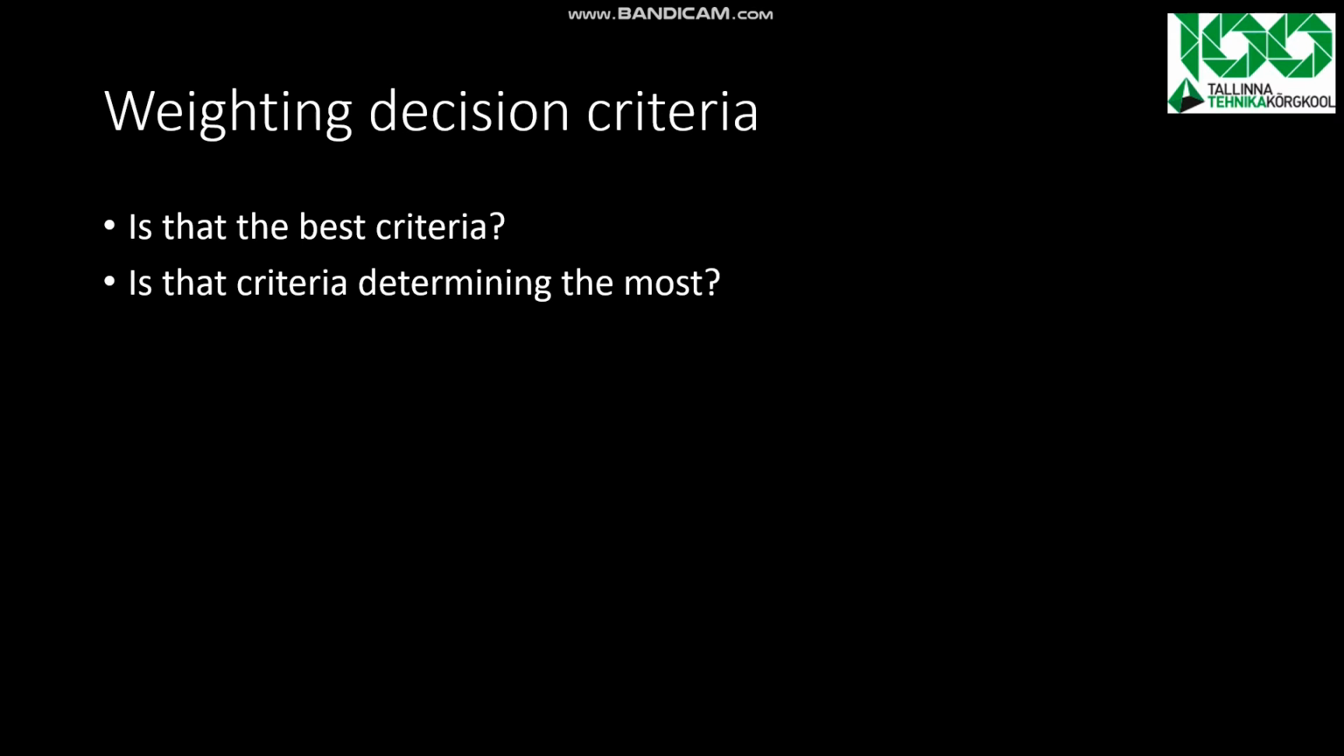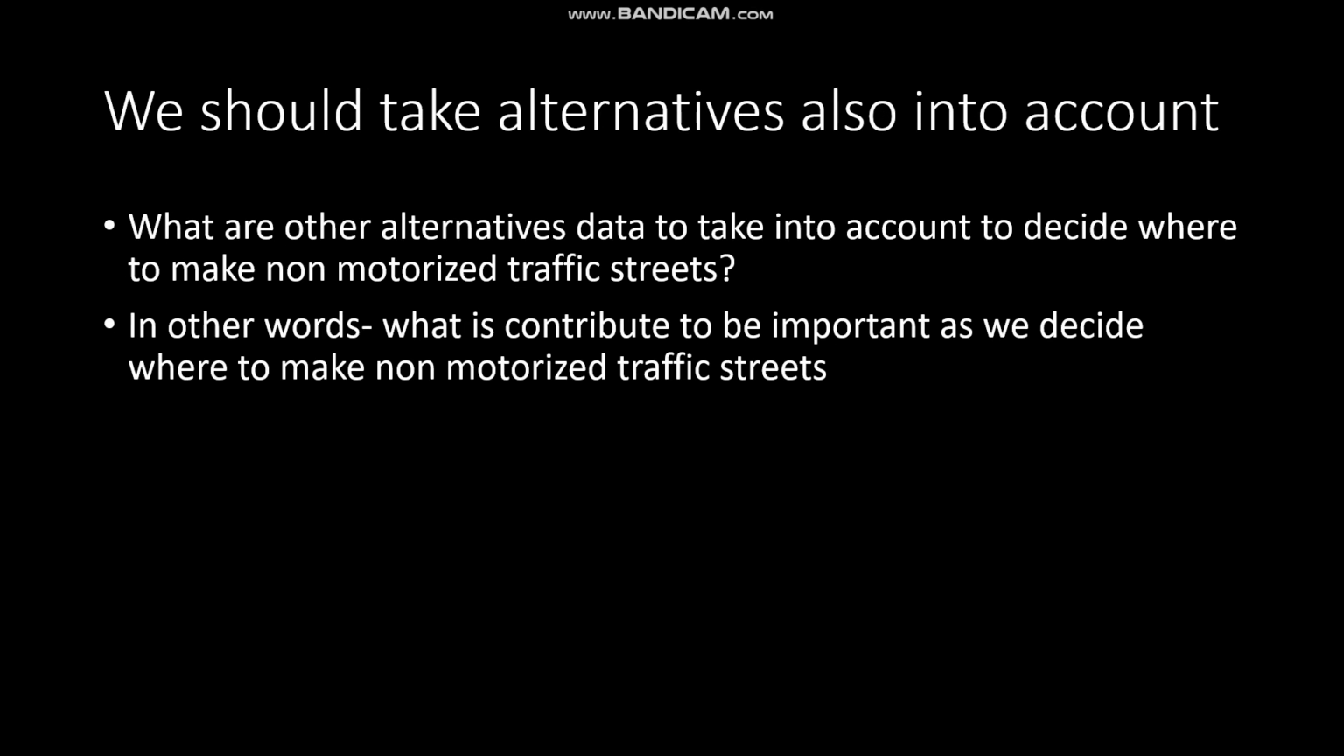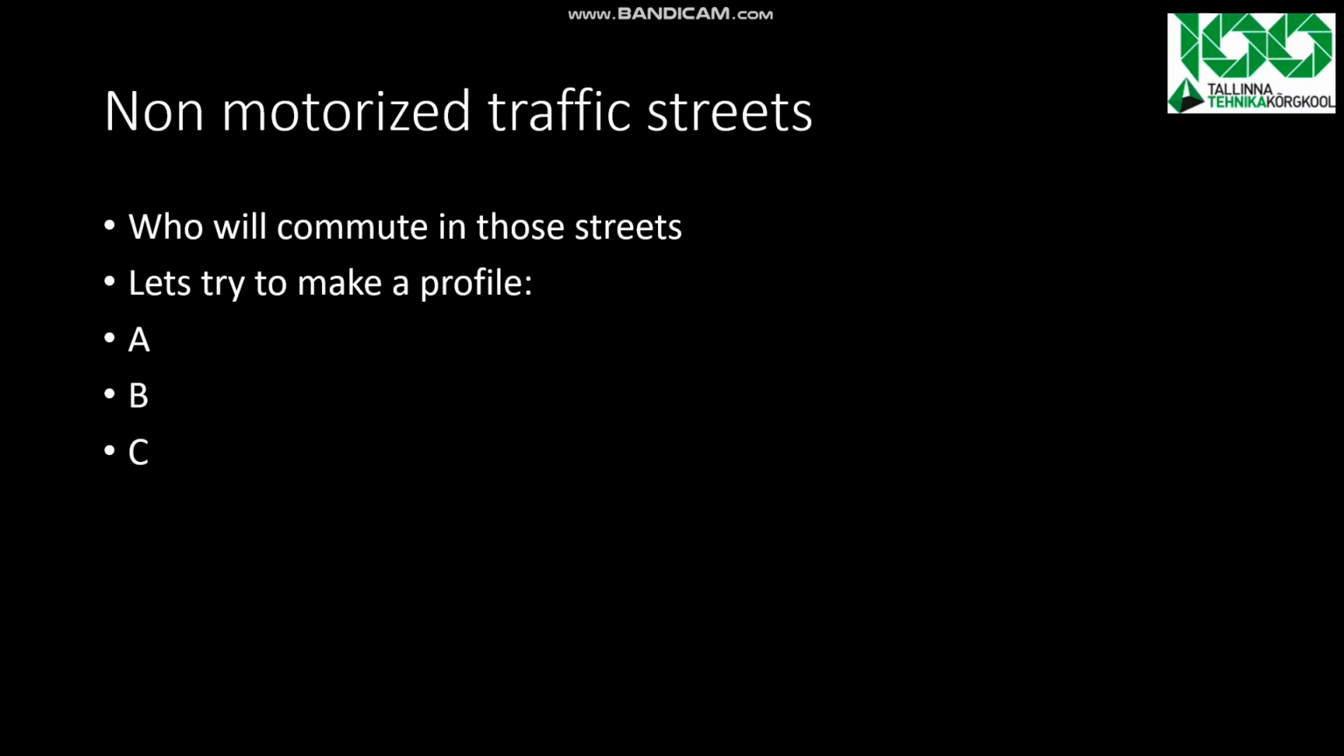Weighting decision criteria. We should consider whether that is the best criterion, or whether we have other ones too. So we should take alternatives into account. Do we have alternative decisions? I thought about it a little bit, and yes, we do. People want to feel protected. So how safe is the non-motorized traffic street network?